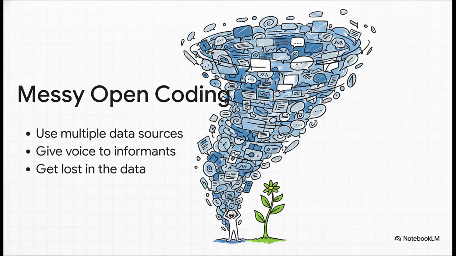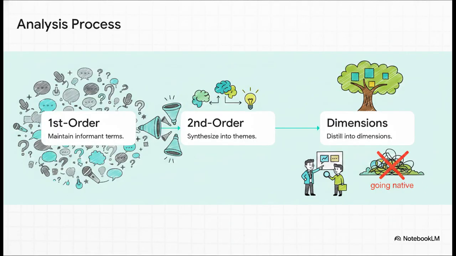As the authors wonderfully put it, you got to get lost before you can get found. This messiness is the fertile soil for real discovery. And from that chaos, we begin a highly systematic refinement process. We move from the first-order informant terms through a sort of funnel of synthesis into second-order theoretical themes, and finally distill those into overarching aggregate dimensions.